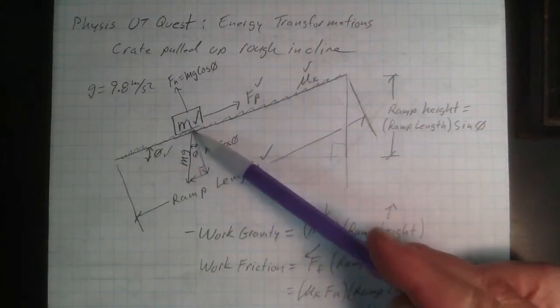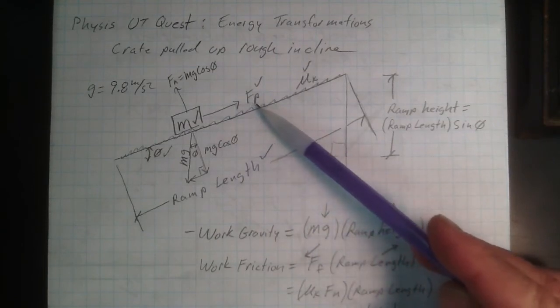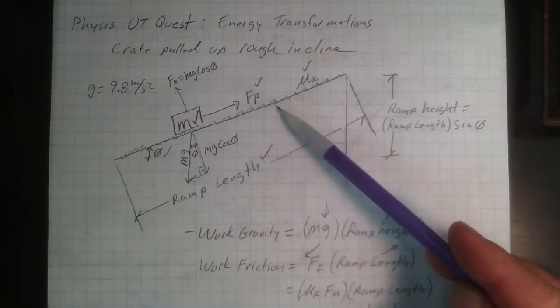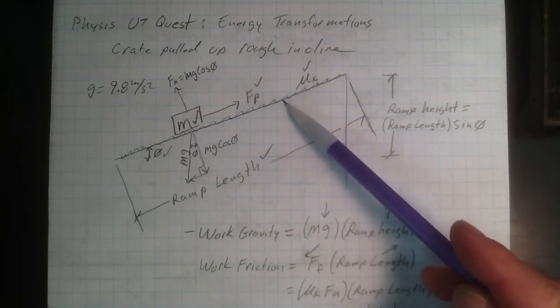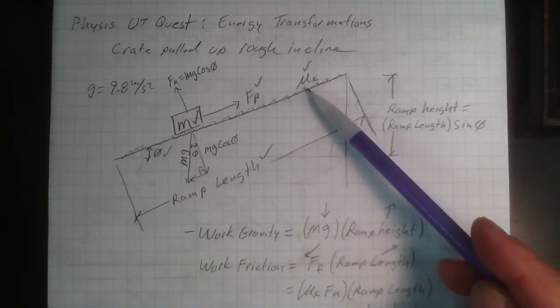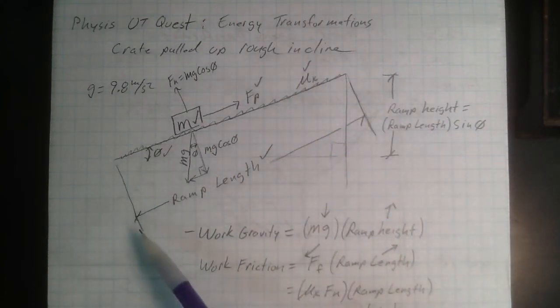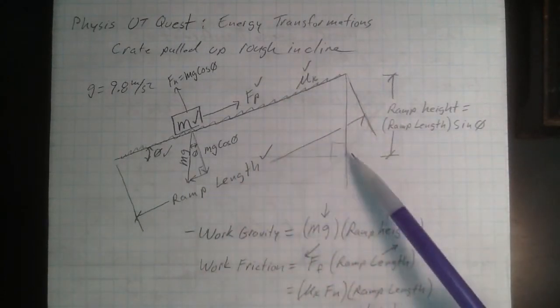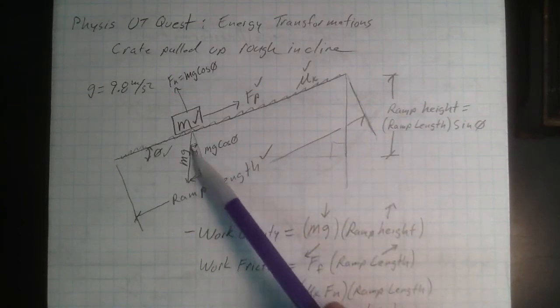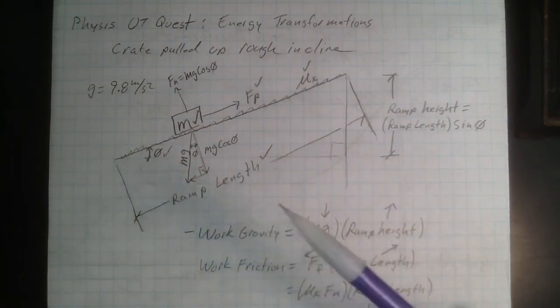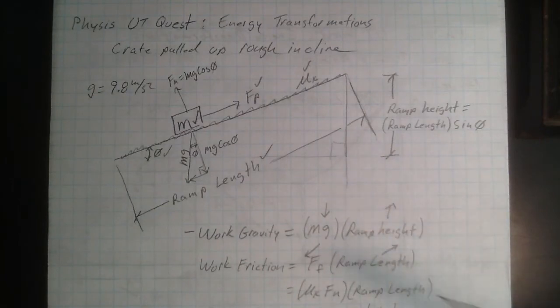We're given a known mass that's being pulled up an incline by a known force. They say it's a rough incline, so that means we're going to have friction, and they give us the coefficient of sliding friction. They also give us the length of the ramp, and they give us this angle theta. Okay, so the first thing that they ask for is the work done by gravity.